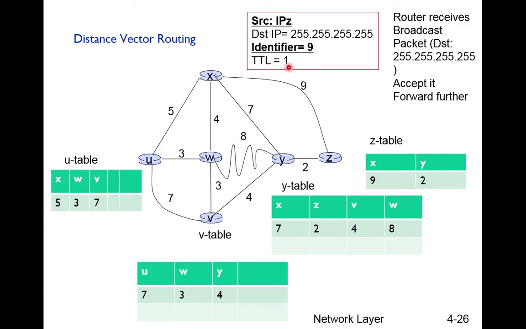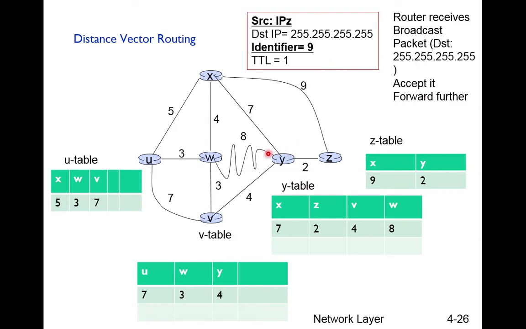Because if the TTL value is 1, when this message is received at Y, the destination address is 255, so it will accept it. This table information will be accepted and processed. Later we will show you how it is processed. And since the address is 255, it should be forwarded further.